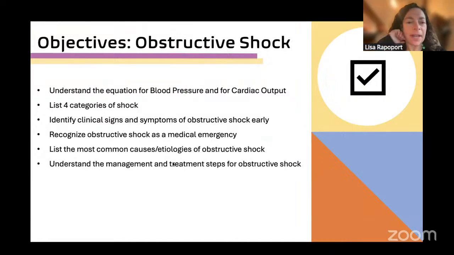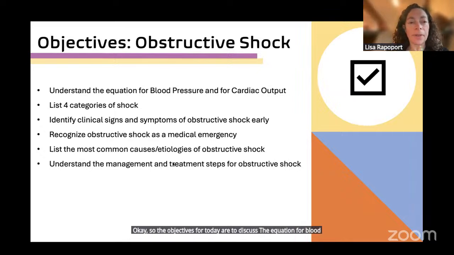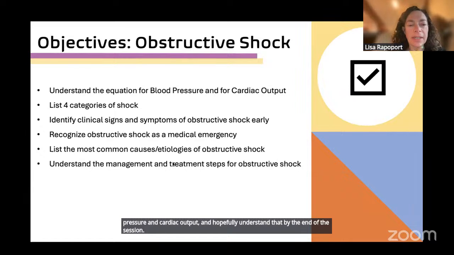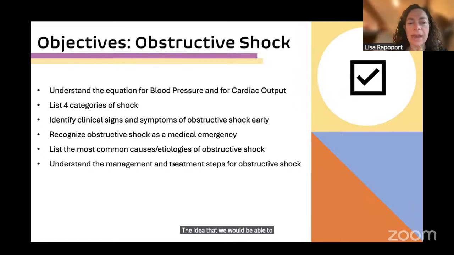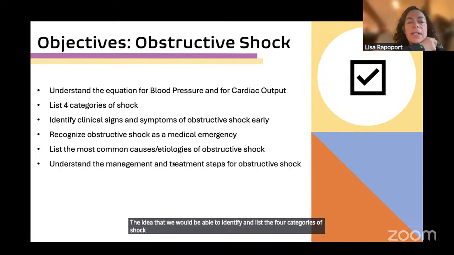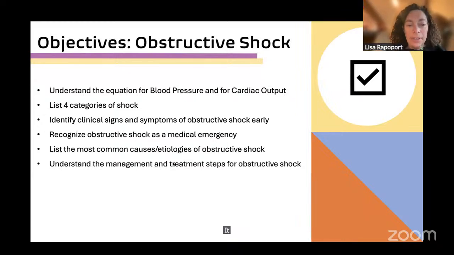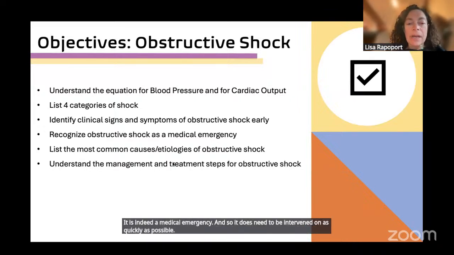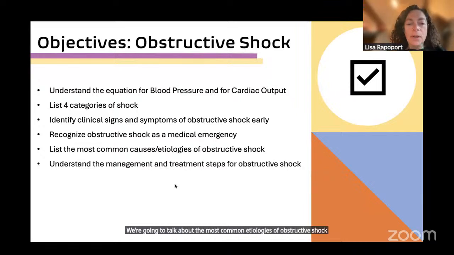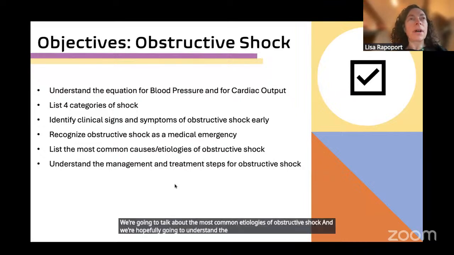Okay, so the objectives for today are to discuss the equation for blood pressure and cardiac output, and hopefully understand that by the end of the session. We would be able to identify and list the 4 categories of shock. We want to identify clinical signs and symptoms of obstructive shock early. They can be subtle, but the earlier we detect it, the more time we have to intervene. It is indeed a medical emergency, and so it needs to be intervened on as quickly as possible. We're going to talk about the most common etiologies of obstructive shock, and we're hopefully going to understand the management and treatment steps for this complicated situation.